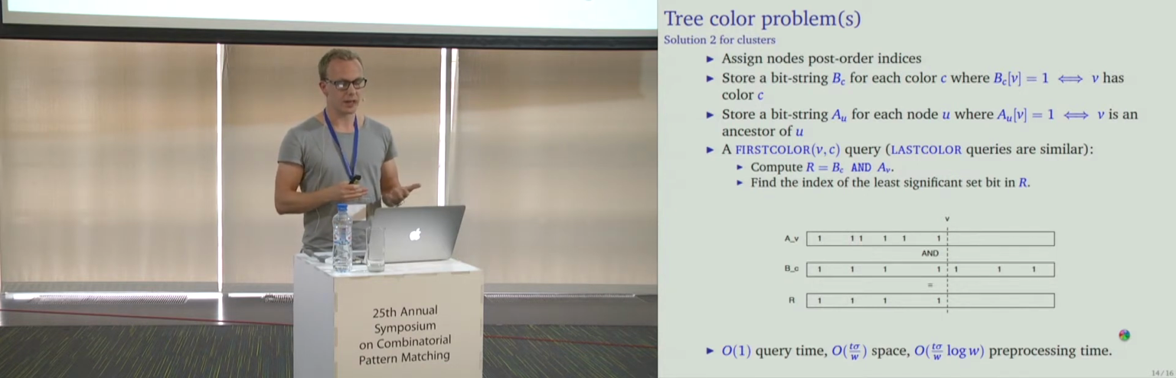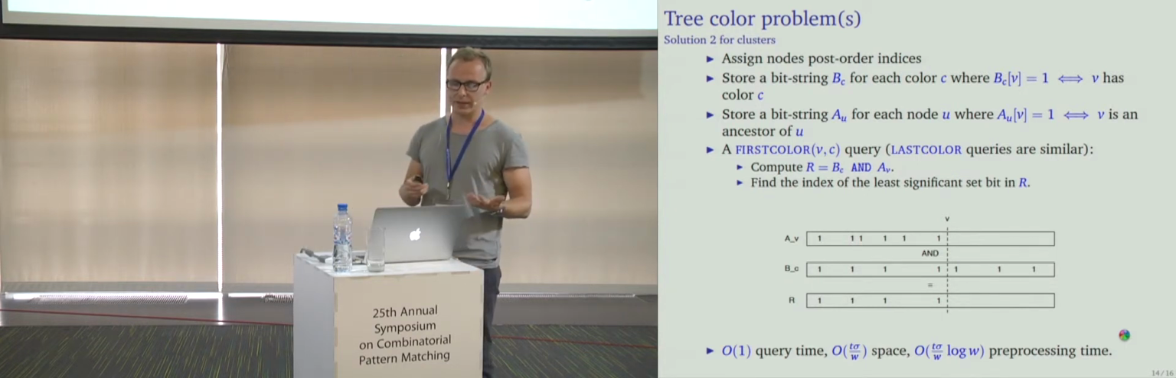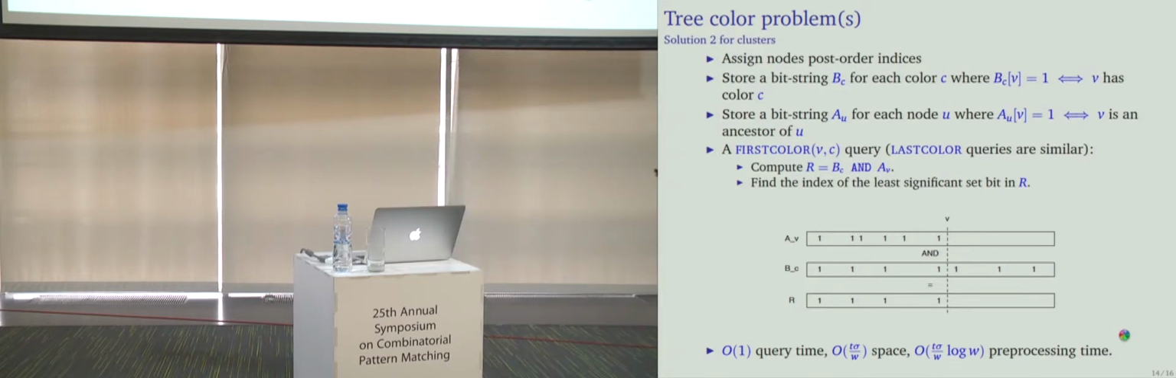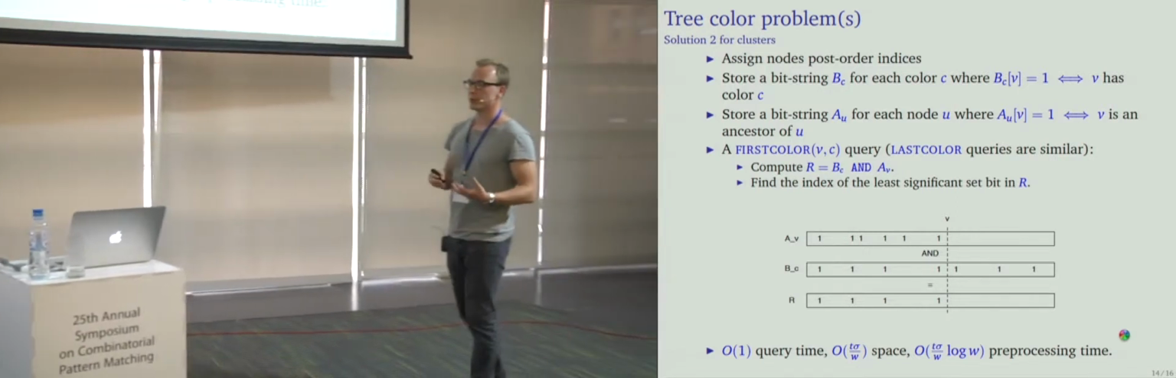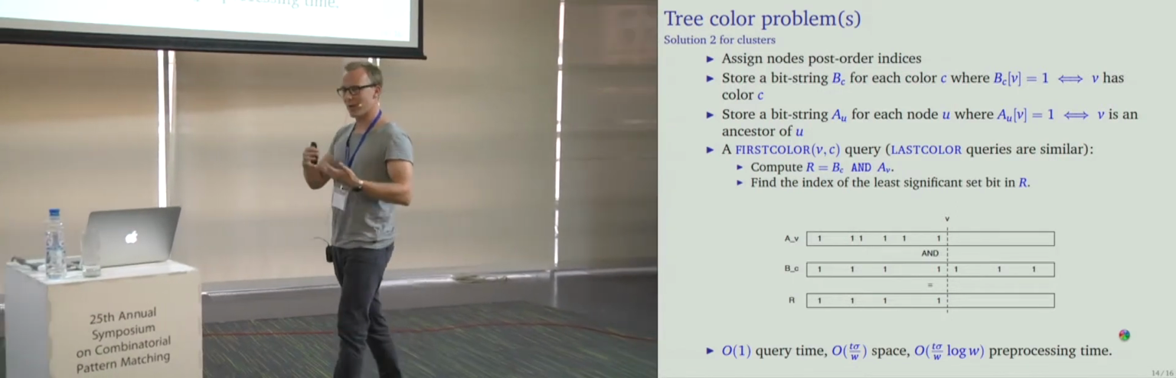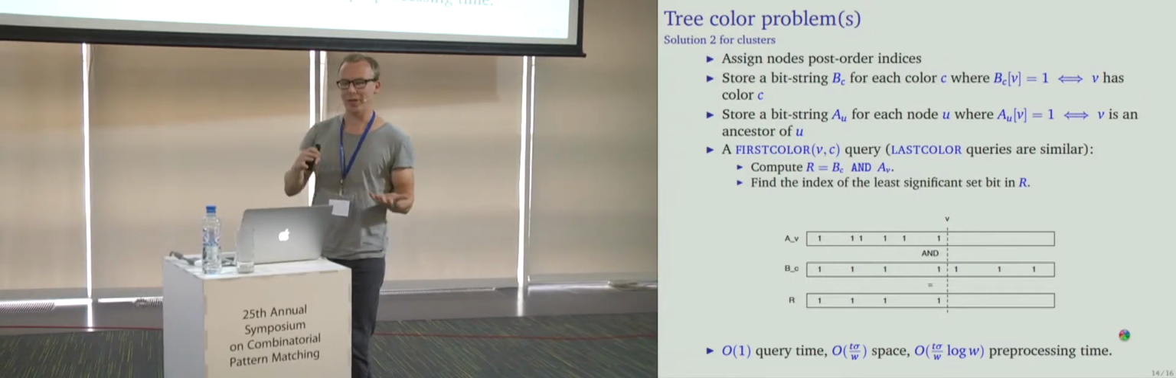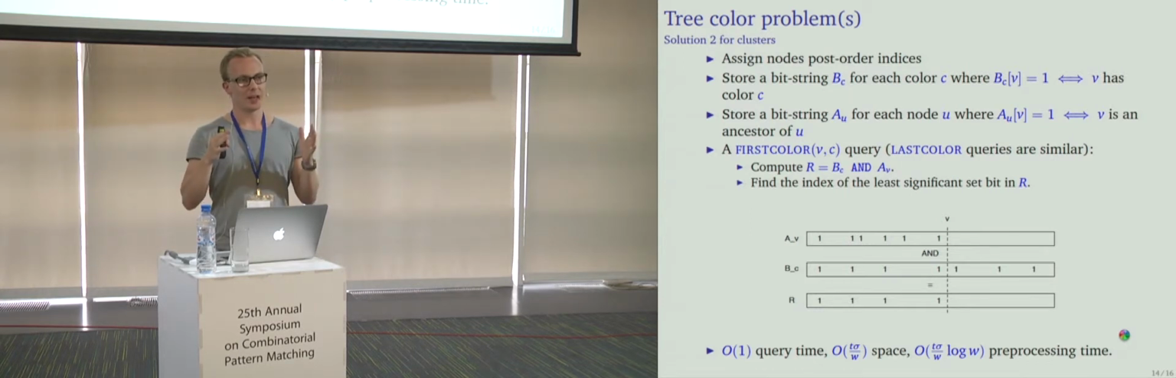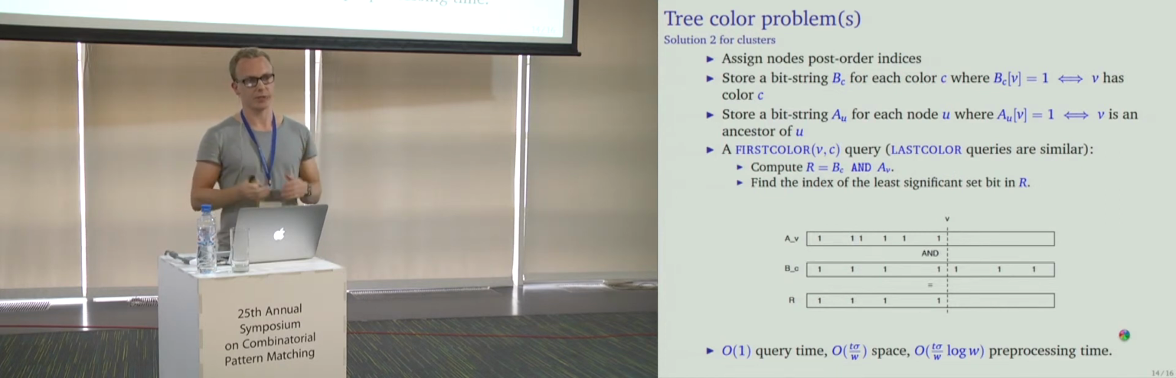This gives us again a data structure with this space bound and the constant query time, but the pre-processing time is a little bit more because somewhere along the lines in the construction we need to transpose a matrix of bit strings.